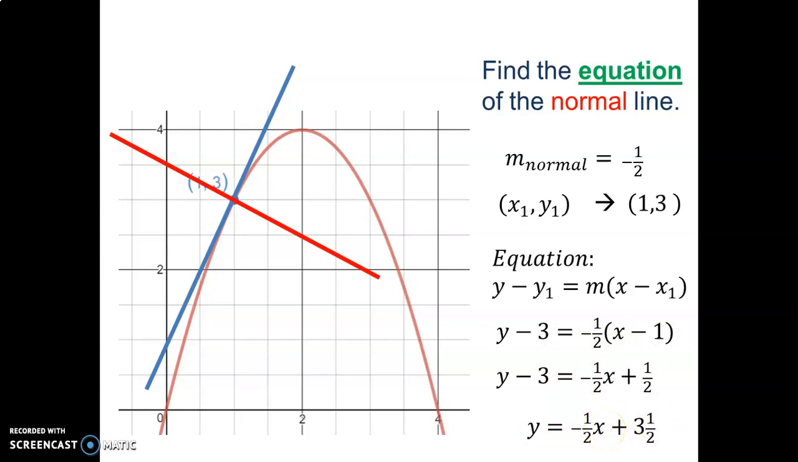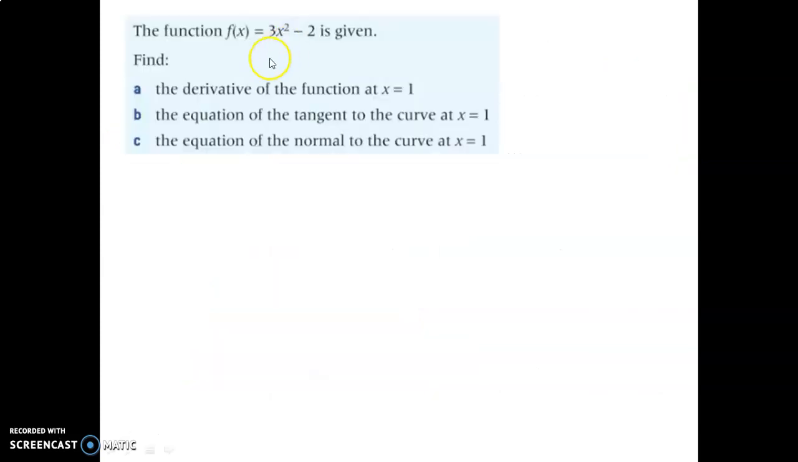Okay, so those are the basic steps. If you know how to create equations of lines and you understand that the derivative gives you a slope, then you have all the tools you need to figure things out. So let's try this one. Try A, B, and C here.